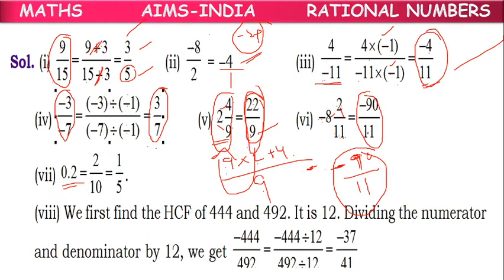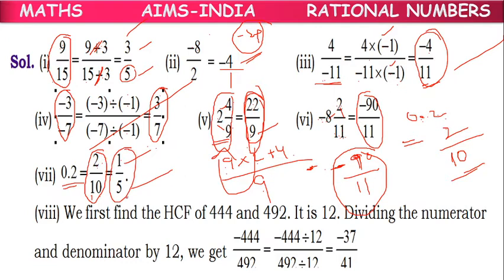0.2. 0.2 means, point after one decimal is there. We can remove the point. It will become 02. But 0 on the extreme left has no value. We can take it as 2. Point after one decimal is there, so 10. We will keep 10. 2 by 10. We are getting 2 by 10. Is it standard form? No, because still it is divisible by 2. So 2 1 is 2, 2 5 times 10. 1 by 5 is the standard form.